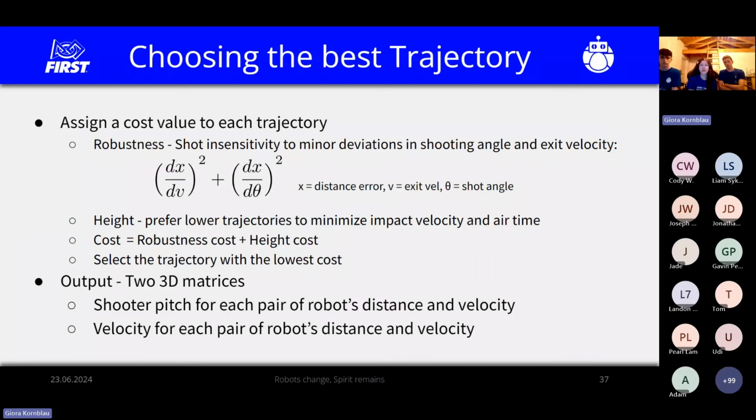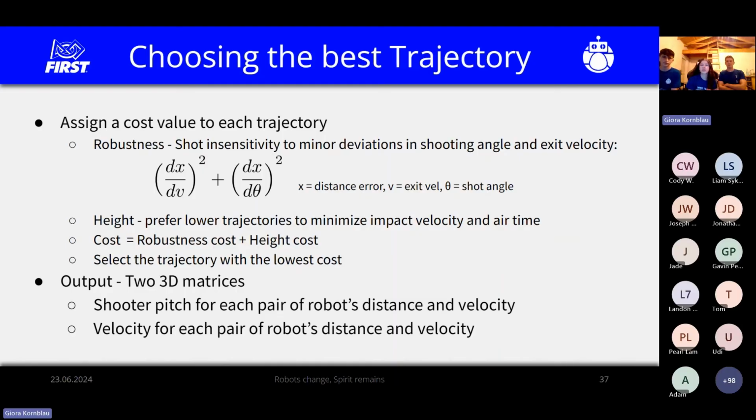So the cost for each trajectory, for each one that we have calculated, for each robot velocity and robot distance, we have calculated all those many trajectories based on shooter velocities. We have assigned cost values to each of them, and then we take the minimum of those costs, and we select the actual trajectory that we're going to use in the robot as the one with the lowest cost. So the one that is the least sensitive and has the best chance of really getting scored into the target. So this whole simulation, that's what it runs, and the output of it is what we actually get.